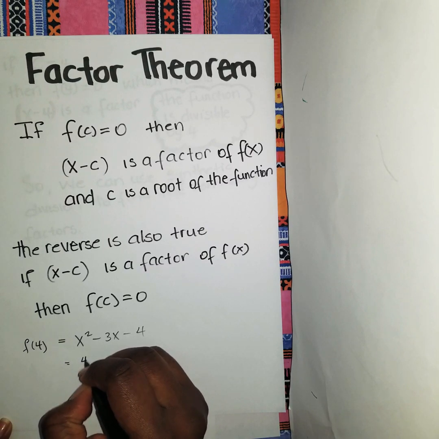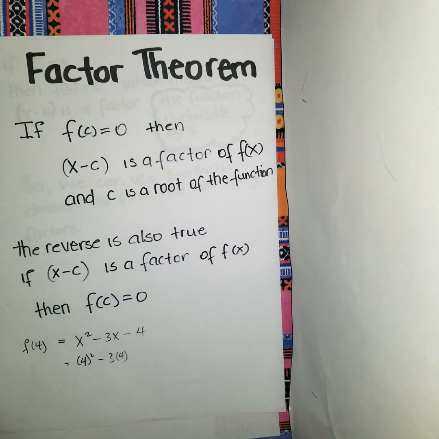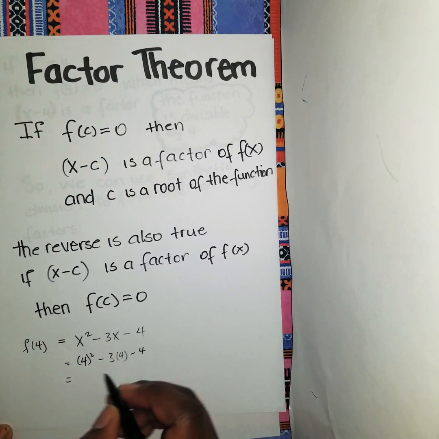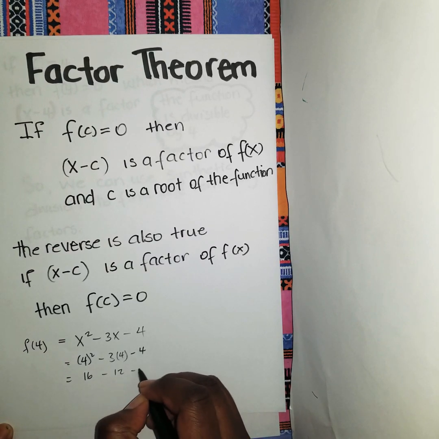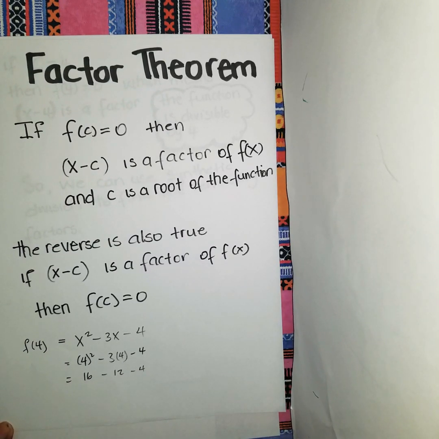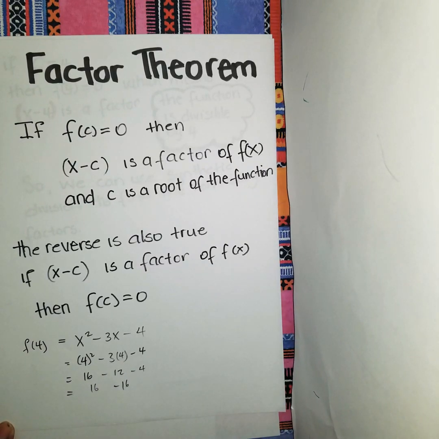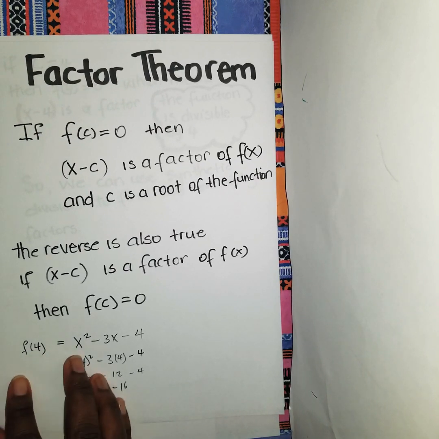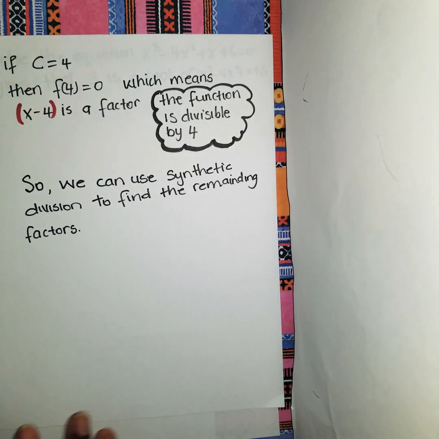So 4 squared minus 3 times 4 minus 4 is equal to, let's simplify this. This should give you 0 if you're evaluating it. So 16 minus 12 minus 4. Minus 12 minus 4 is negative 16. So 16 minus 16 is equal to 0. And so this c would be 4, and that gives 0. I hope you understand this simple aspect of it. Let's move on.